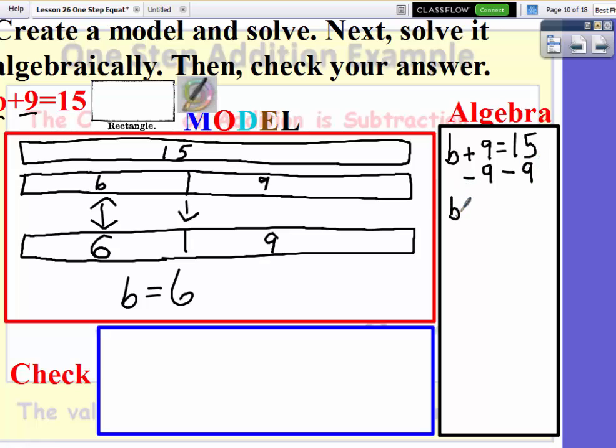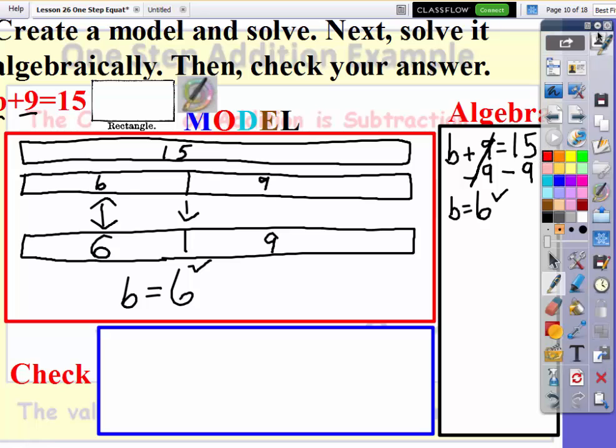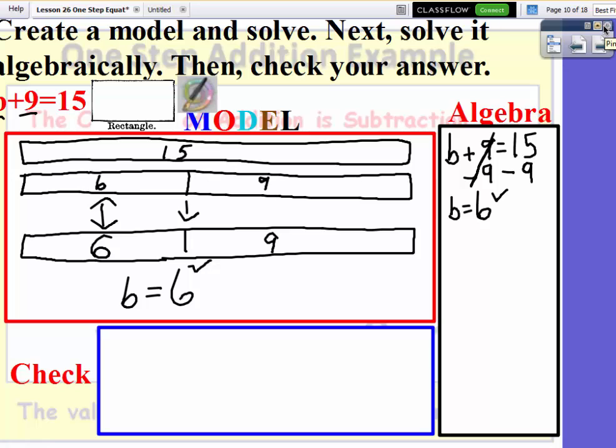Then I'm left with B equals, this is 0. 9 take away 9 is 0. Then I have 15 minus 9, that's 6. So look, my answer checks here, 6 and 6, but that's not checking. Remember how we check, just to make sure, is I'm going to substitute my answer in.